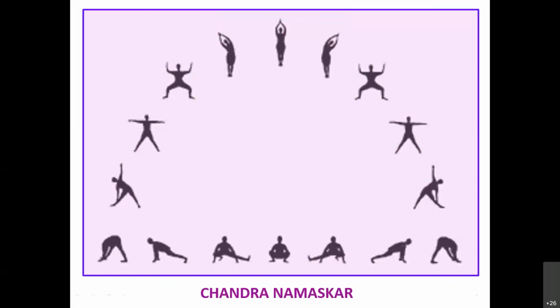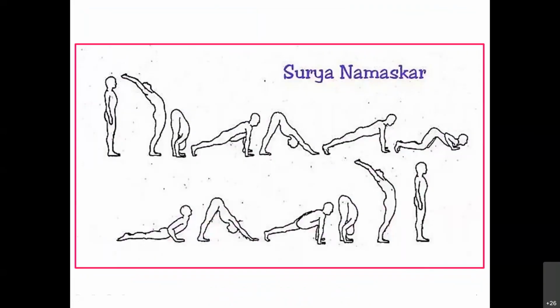Next one is Surya Namaskara. This is Surya Namaskara, where from the standing posture you gradually move down to bending posture. You can see the inverted head postures also here, gradually moving up and again coming back to the standing posture. This is a very good exercise for the brain as well as for the spinal cord.